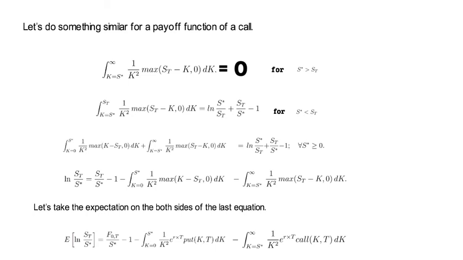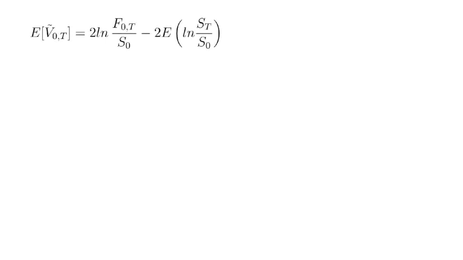Now, let's get back to our expression for the integrated variance. I repeat the formula here again, as there were so many formulas by now. I want to make sure you know which one we have to look at. So we look at the expectation of V tilde 0t, which we showed above as 2 times the log ratio of the forward price over the spot price minus 2 times the expectation of log S capital T over S0.